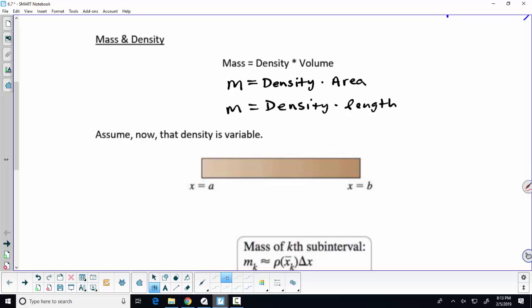Just unit-wise, if mass was measured in grams, density is grams per cubic meter, let's say, and then volume would be cubic meters, so we see those units dividing out. Same thing with area: density is grams per square meter, and then the area is square meters, and so forth.